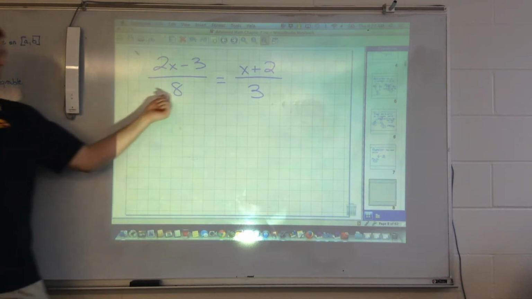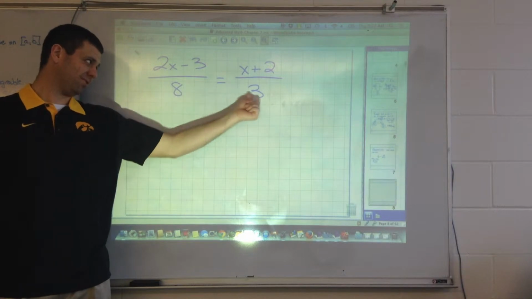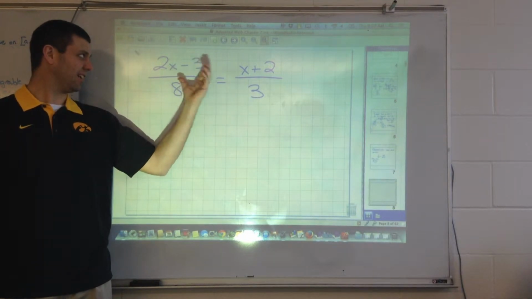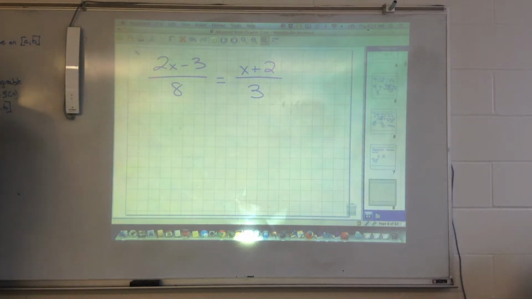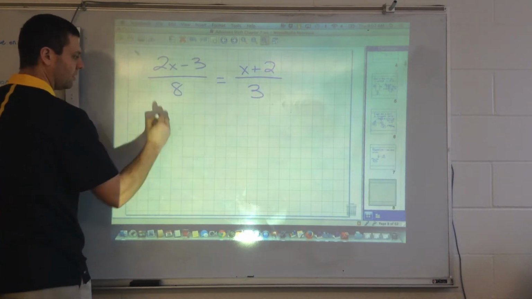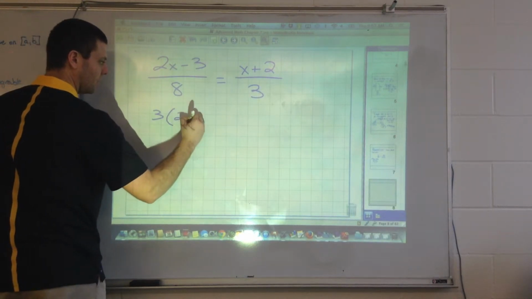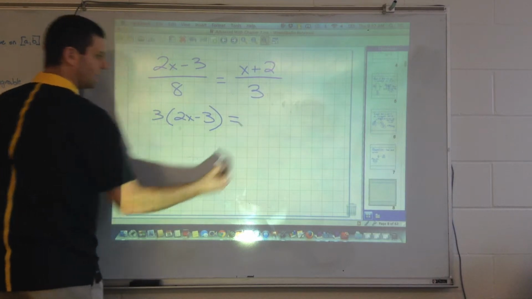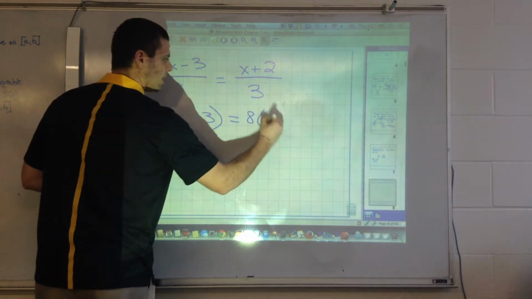Unfortunately, that one I can't think, okay, well, 3 isn't quite half of 8, and okay. You can't do much with that. Then in that case, you do got to go to cross products. You need to take 2x minus 3 times 3, so write it this way, and set that equal to 8 times x plus 2.